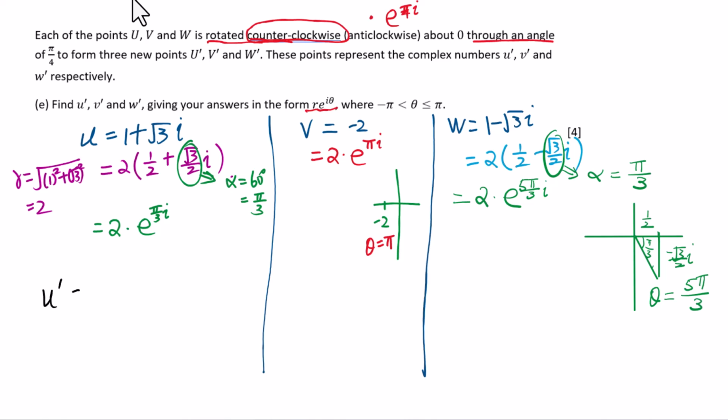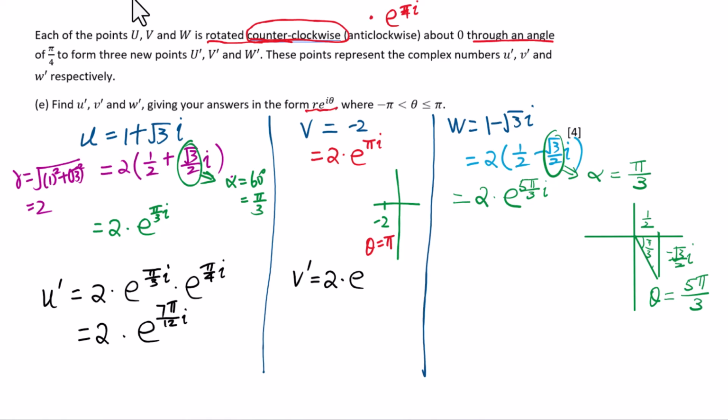Therefore, for u prime equals 2 times e to the power of pi over 3 i times e to the power of pi over 4 i. We got 2 times e to the power of 7 pi over 12 i. For v prime equals 2 times e to the power of pi i times e to the power of pi over 4 i. Add the exponents together: 2 times e to the power of 5 pi over 4 i.